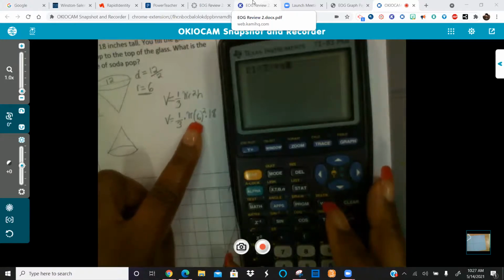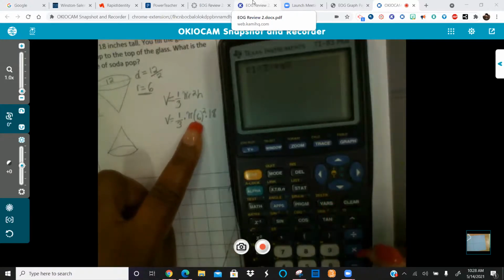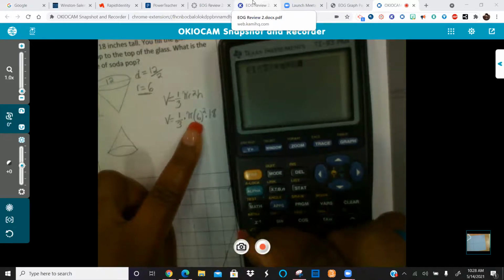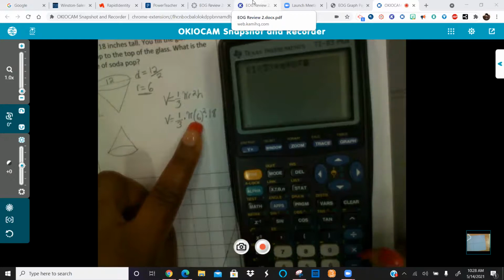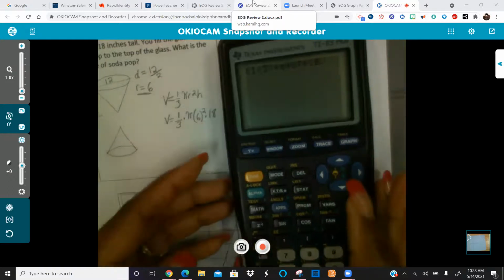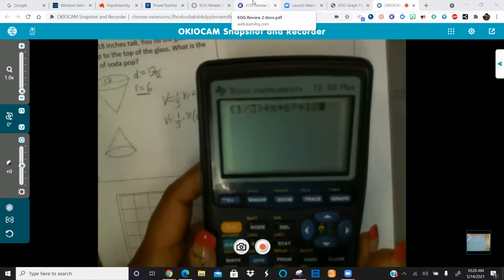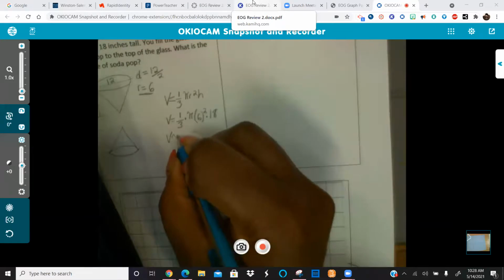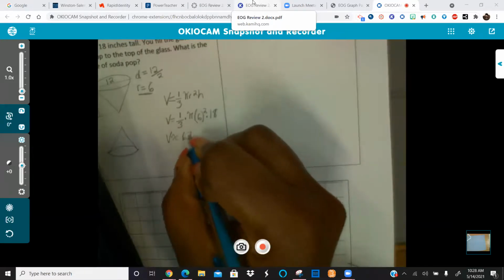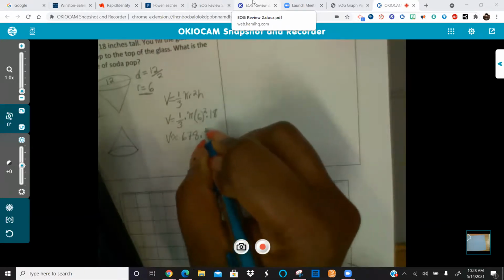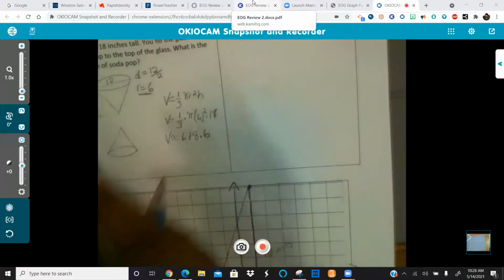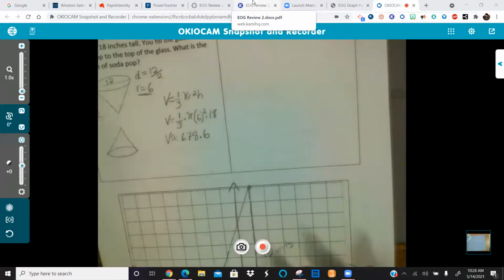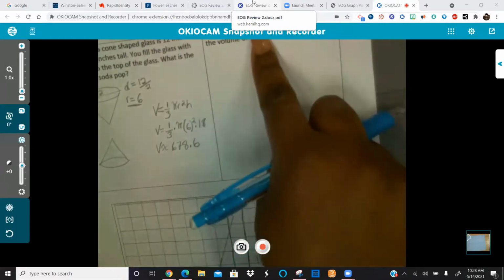Second pi, or caret key, sorry, times 6 to the second power, then times 18. That's how I type that in. So now I'm going to press enter, and that gives me, rounded to the nearest tenth place, 678.6. Okay, so now the last one that I want you to do is a sphere.